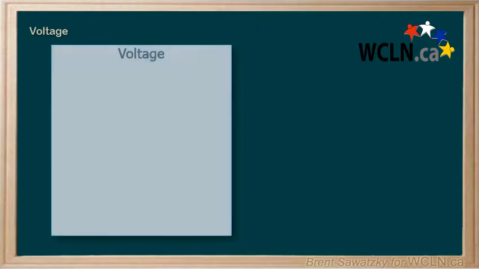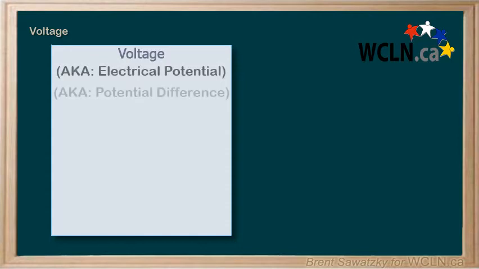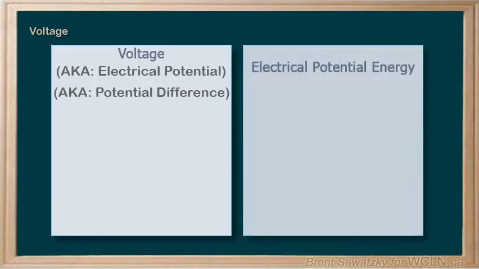Let's look at voltage. Now, you've already heard of voltage and you've in fact used it as part of your circuit analysis. And it was a very useful concept in those situations. And along the way, you may have even heard people using the terms electric potential or potential difference in place of voltage. So, how do all these terms relate? And do they relate to electric potential energy?